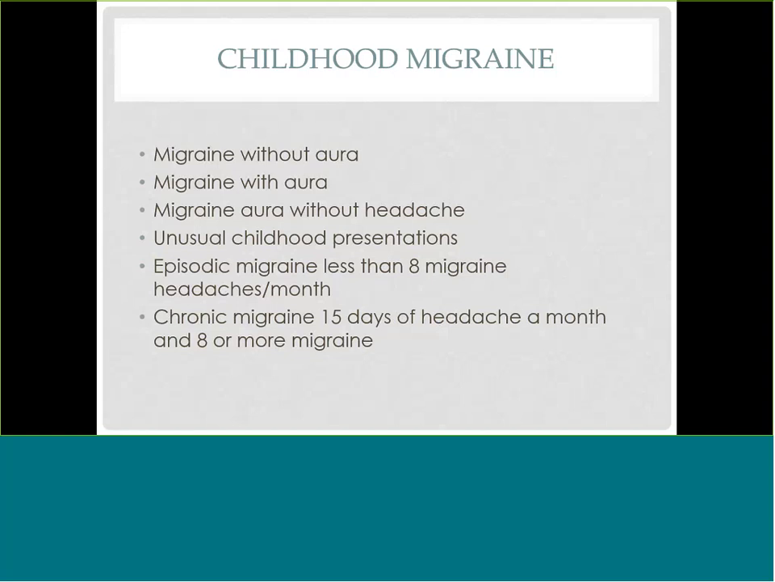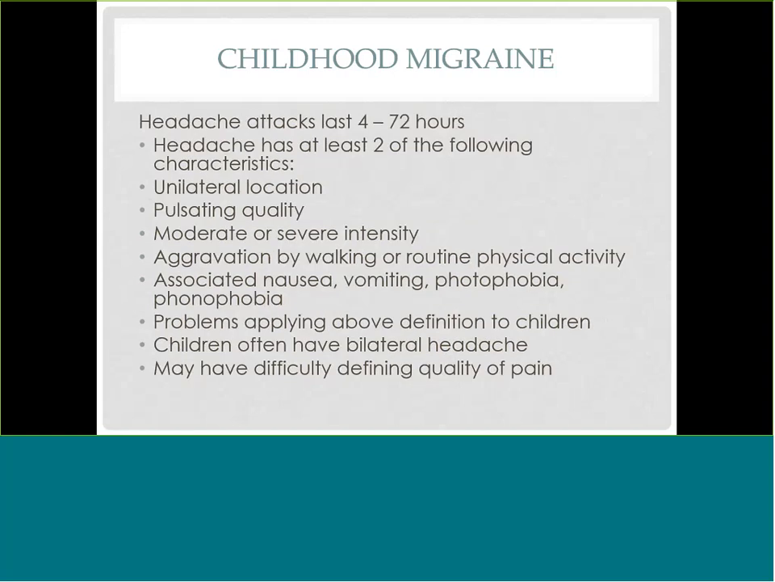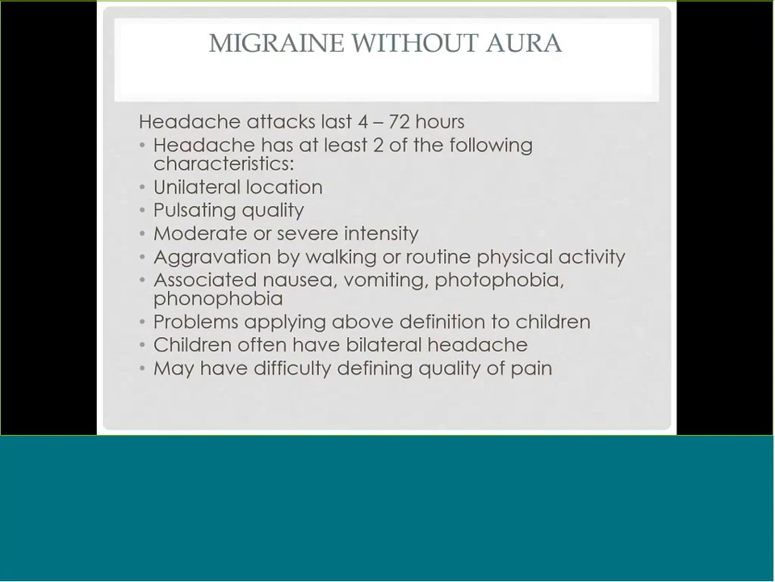Then we want to discuss how to quantify migraine. So patients who have less than 8 migraine headaches a month are said to have episodic migraine, which can be severe, but it's not as disabling as chronic migraine, which means 8 or more migraine headaches a month and often more than 15 days of headache a month. So let's discuss each category a little bit.